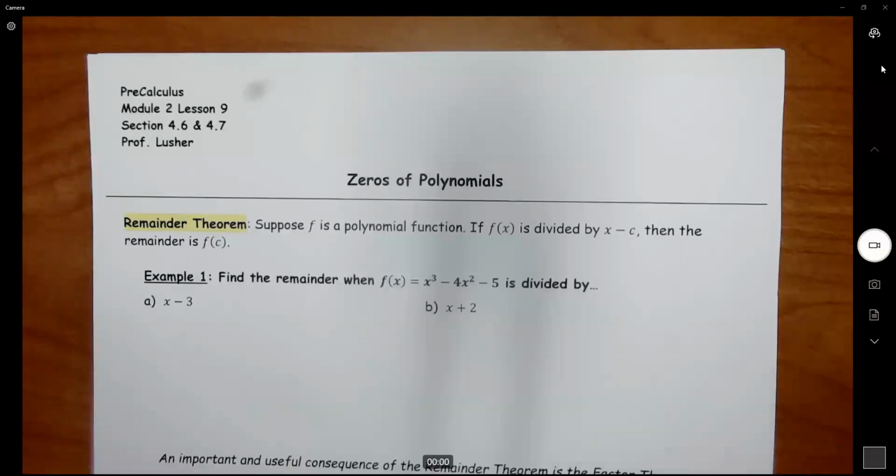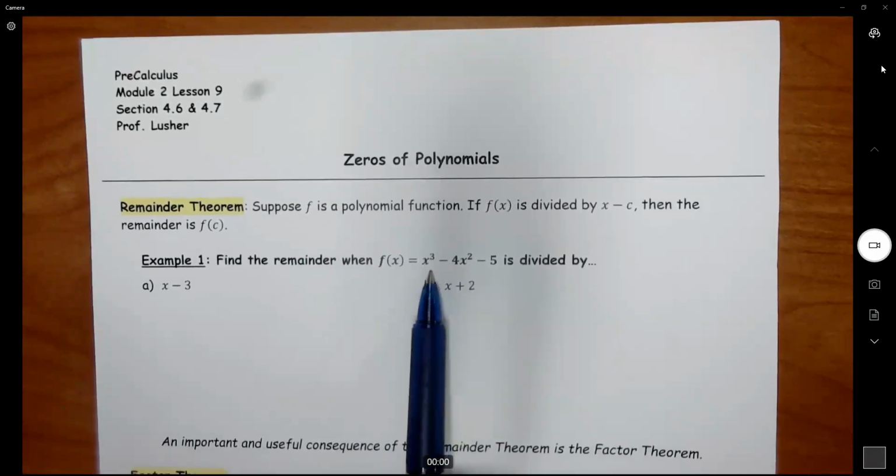We're going to start this lesson off with the remainder theorem and the factor theorem. So the remainder theorem says, suppose that f is a polynomial function. If f of x is divided by x plus c, then the remainder is f of c. So what does that mean?